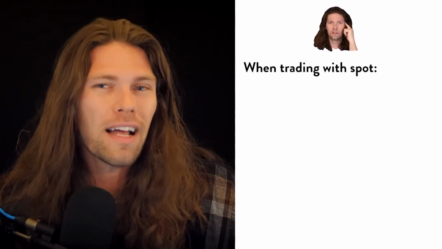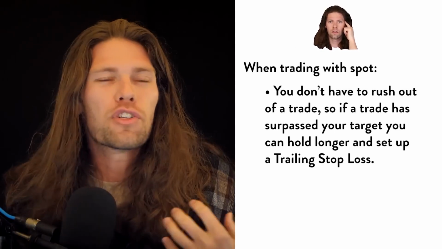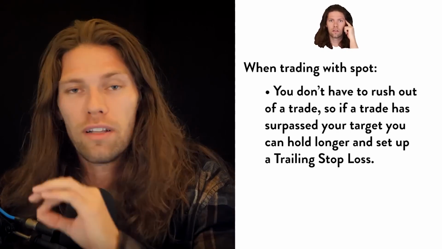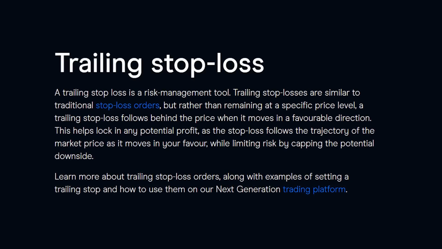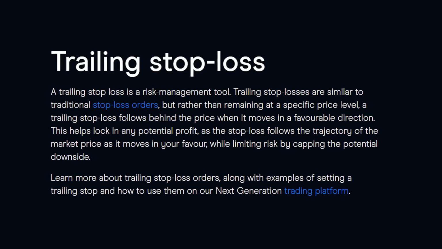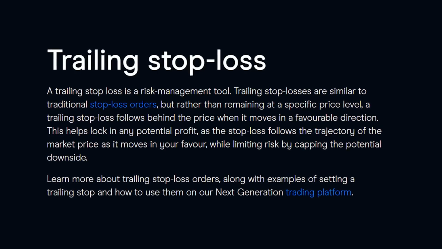When you're trading with spot, you don't have to worry so much about rushing out of the trade. So if a trade has surpassed your target, you can simply hold longer and set up a trailing stop loss. Now, a trailing stop loss is a stop loss tool you can use that will follow the price of an asset by a dollar amount of your choice and then close your trade at the maximum amount of profits possible, completely on autopilot. Typically, you wouldn't set up a trailing stop loss until your price target is already hit and you just want to try and make a little bit more profit.